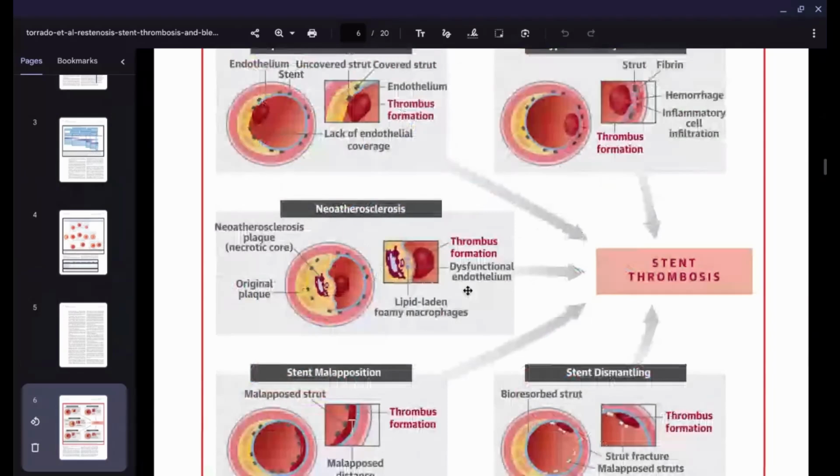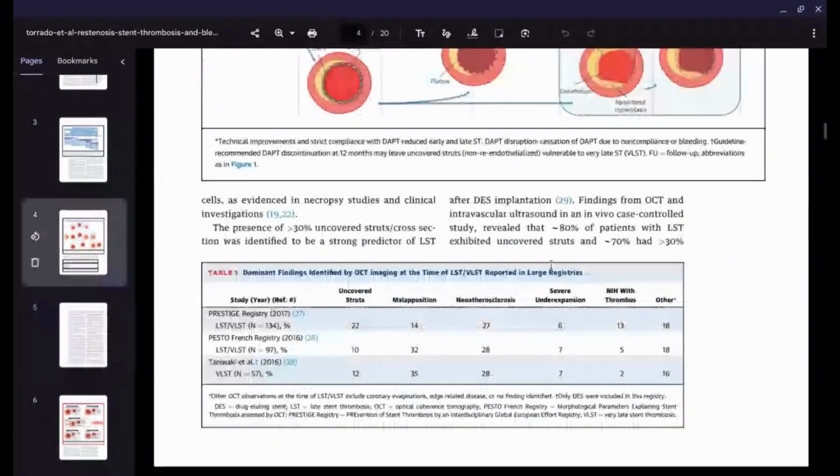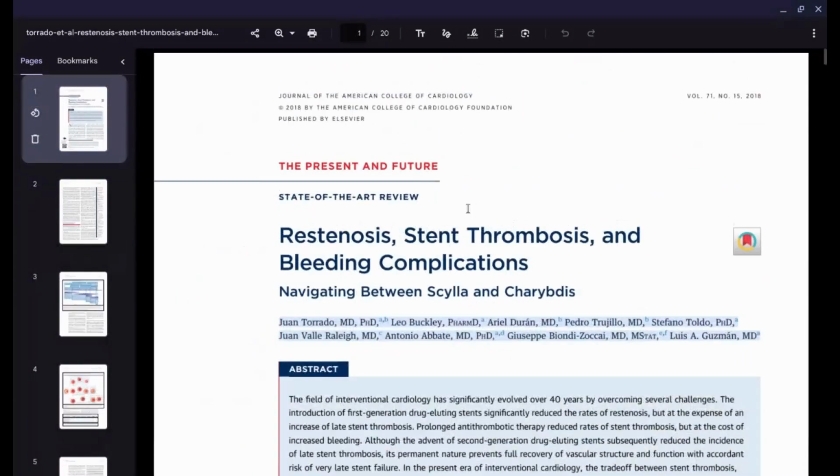Here is a central picture. Notice this is in fact from one of the leading journals in cardiology, the Journal of the American College of Cardiology. This is one of the best journals. It's written by a team of doctors, some of them PhDs, of course, but mostly doctors and doctor PhDs. And this is in 2018.